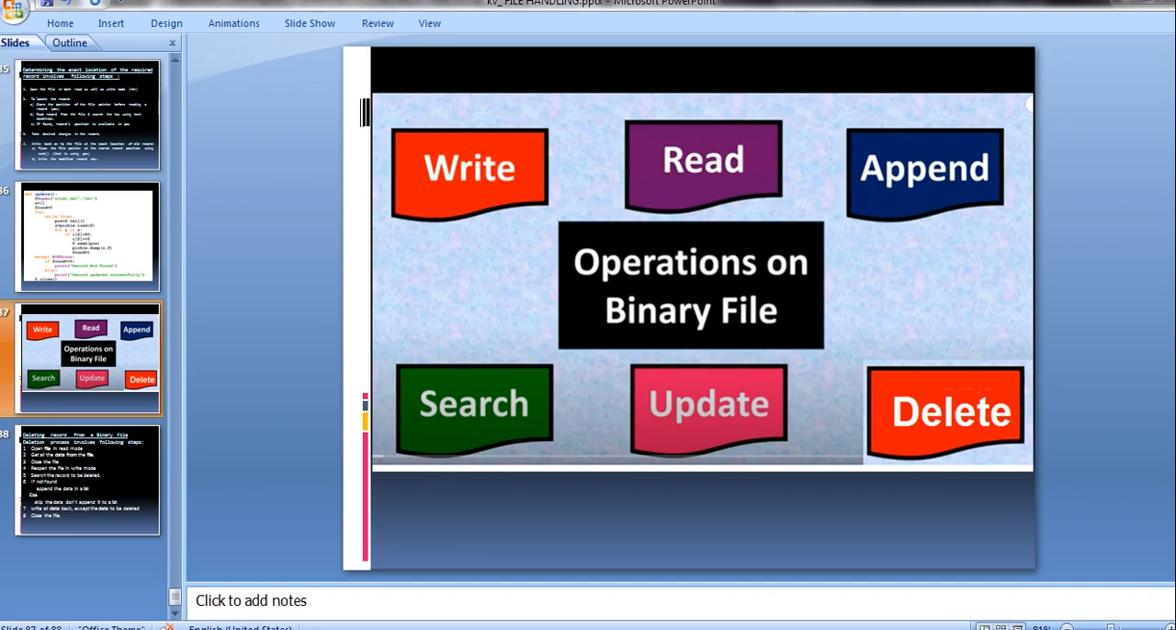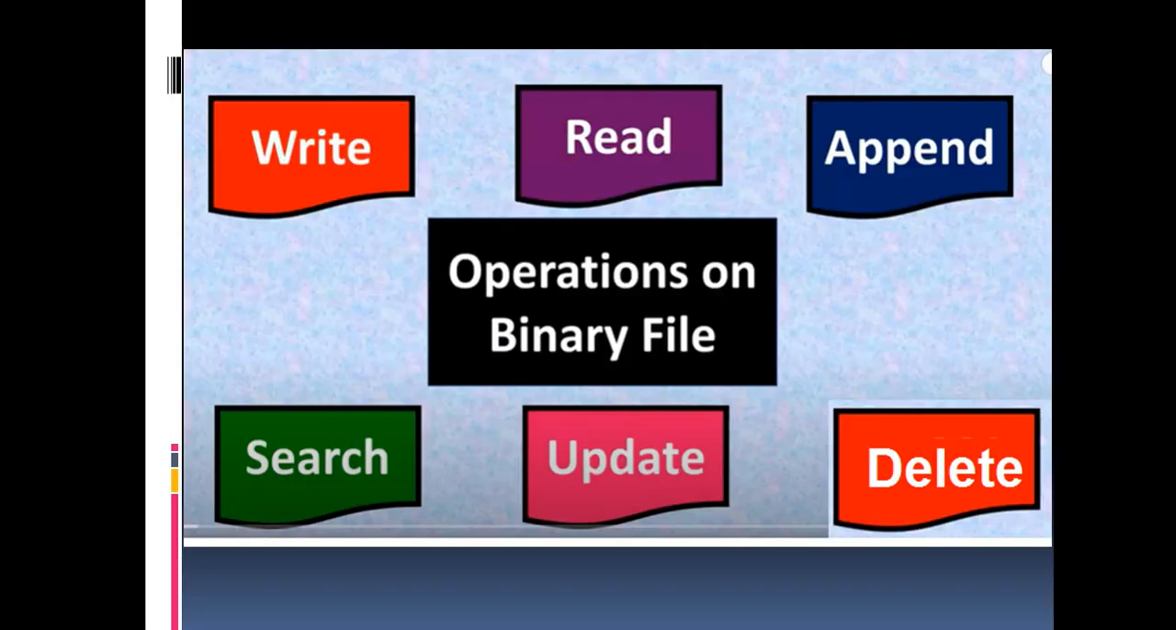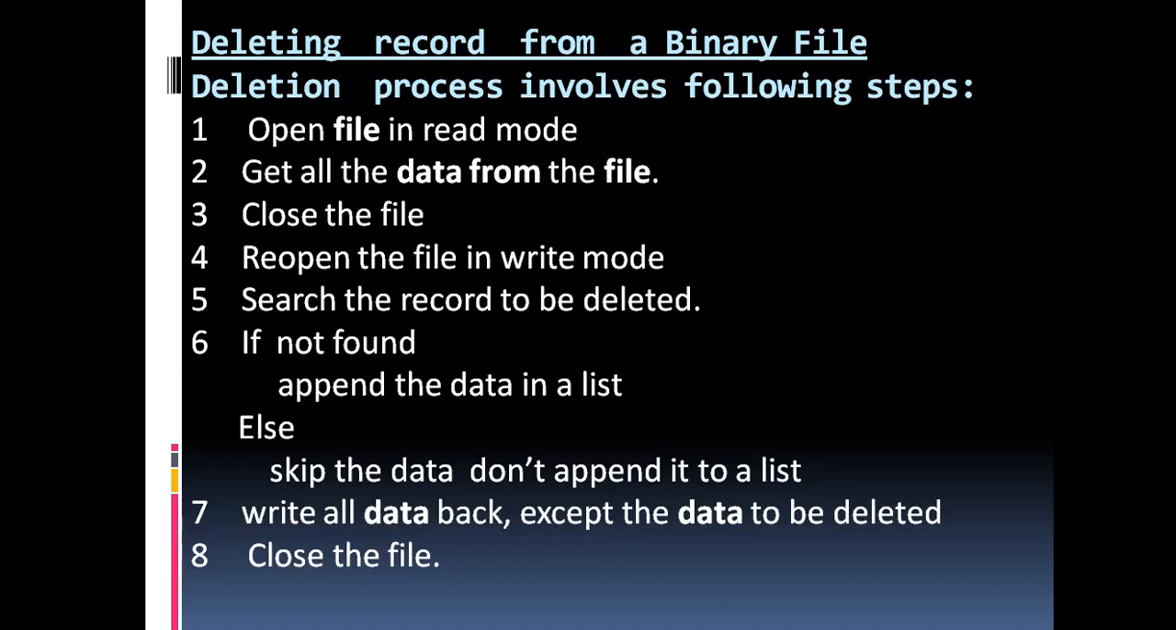As we have already studied the operations on binary files like write, read, append, and search, update, the only operation which was left is the delete operation. In today's class, we would like to complete our delete operation also with a programming example. Like in other operations, deleting a record from a binary file also involves the following steps.